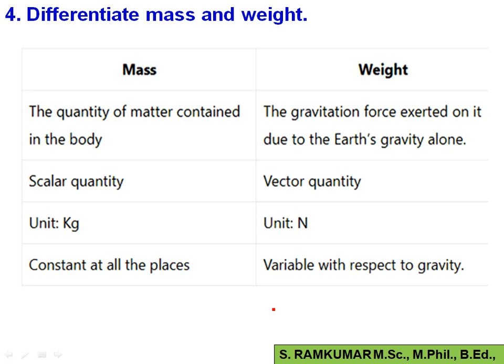Next, mass is a scalar quantity and weight is a vector quantity. Next, the unit of mass is kilogram and the unit of weight is Newton. And mass is constant at all places and weight is variable with respect to gravity.